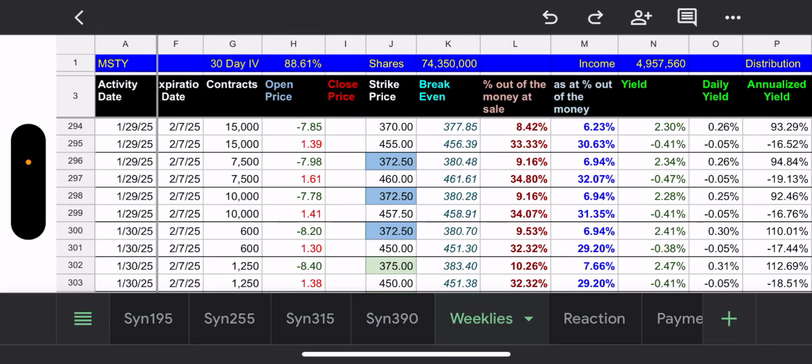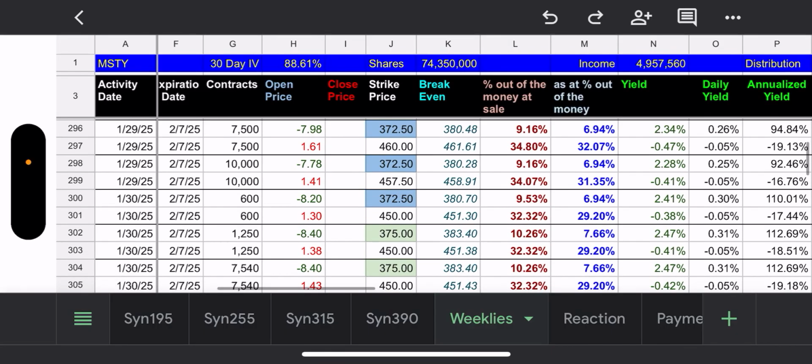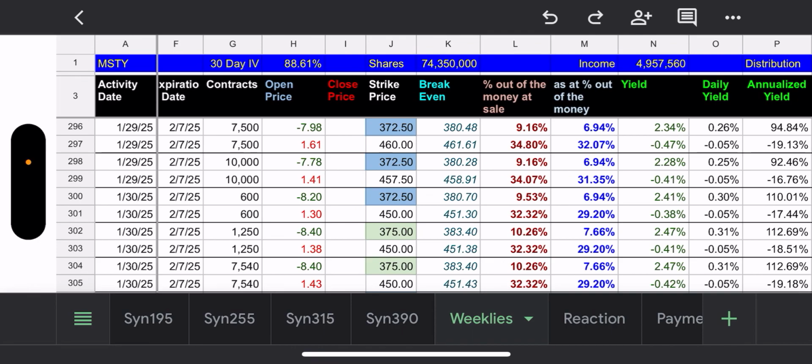We have everything expires this week still, which is February 7th, a Friday. 15,000 contracts, 370 strike price. This is 6.23% out of the money, which means it's safe. If I say it's a positive number out of the money, it means we're good so far. Then we got a bunch of 372.50s up here. We got 18,100 contracts, 372.50 strike price, 6.94% out of the money.